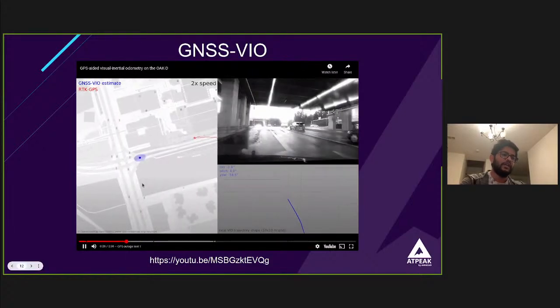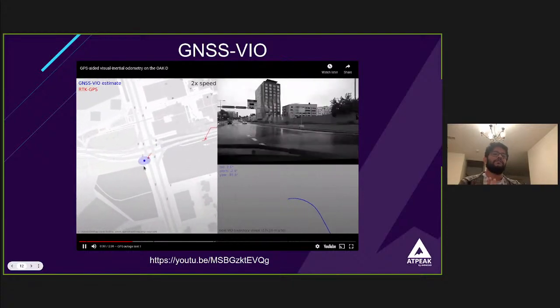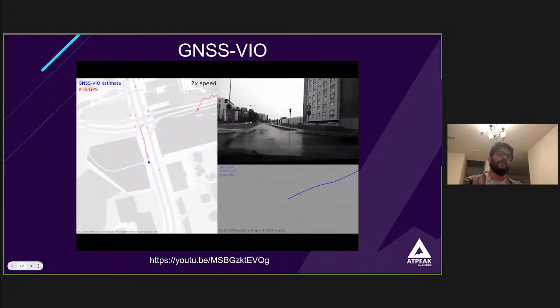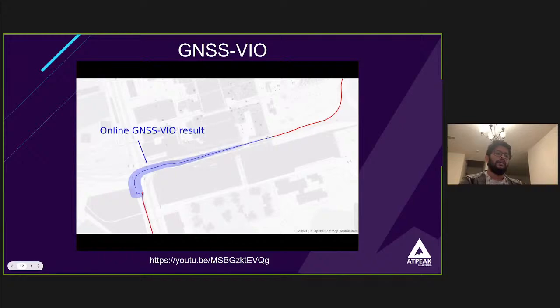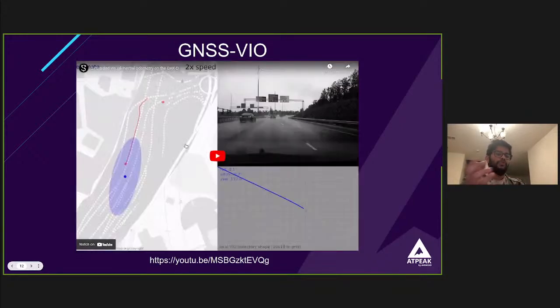But you can see that the uncertainty keeps increasing around the blue point, which means it doesn't know the exact position. But once it gains the GPS back, it aligns back to where it was. And they did this in post-processing, where they combined it back into one version. That's one thing.